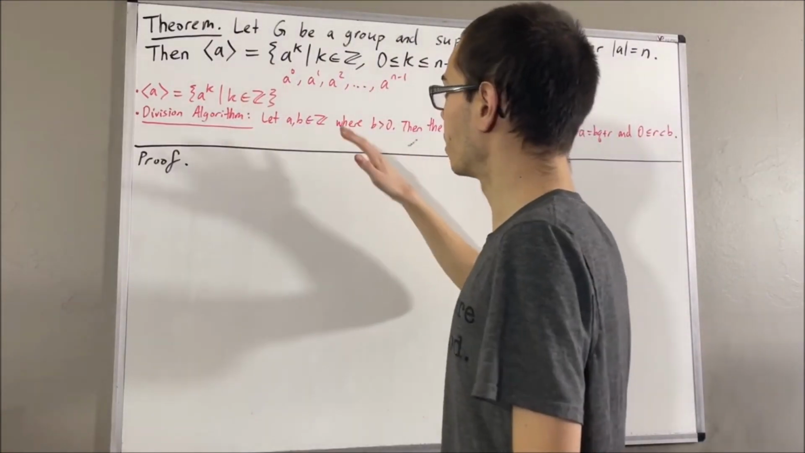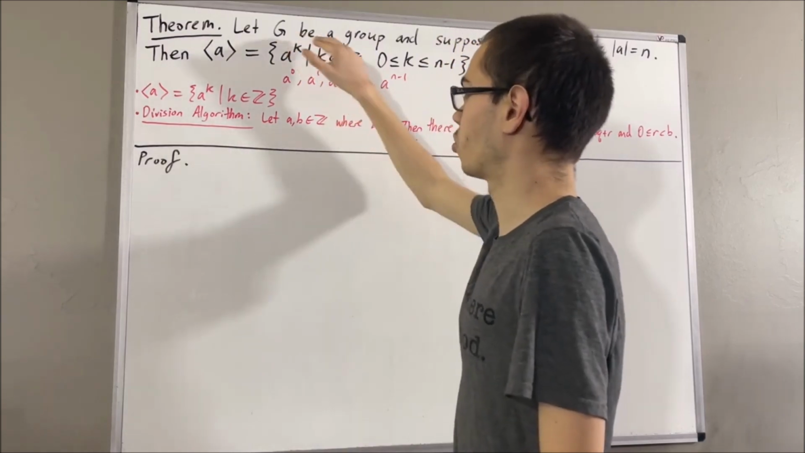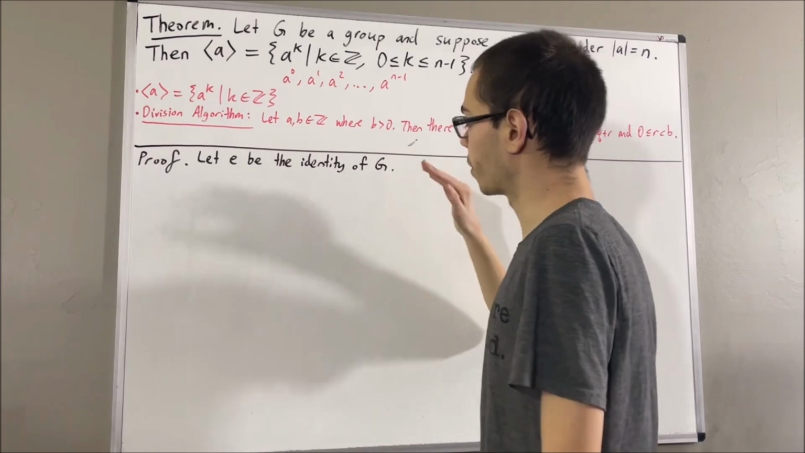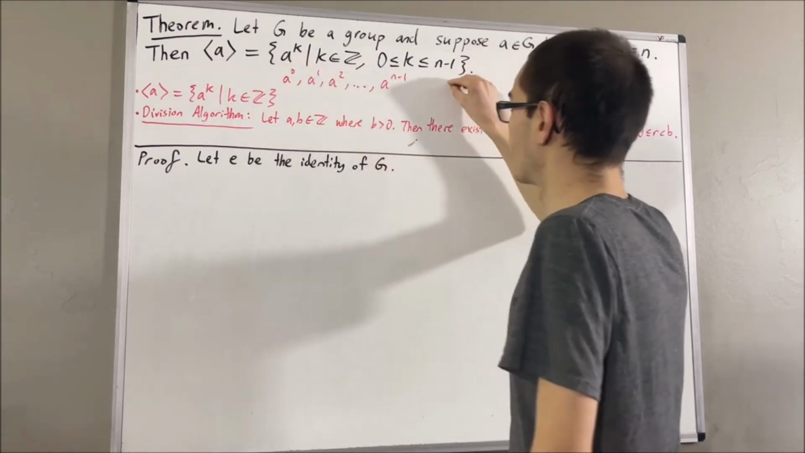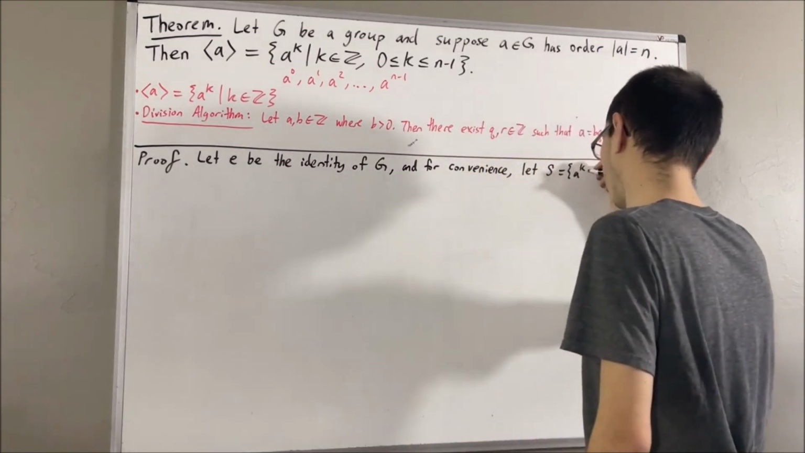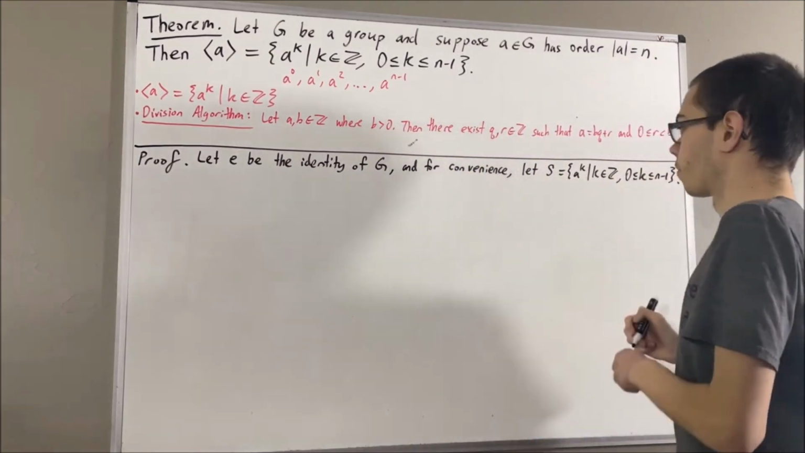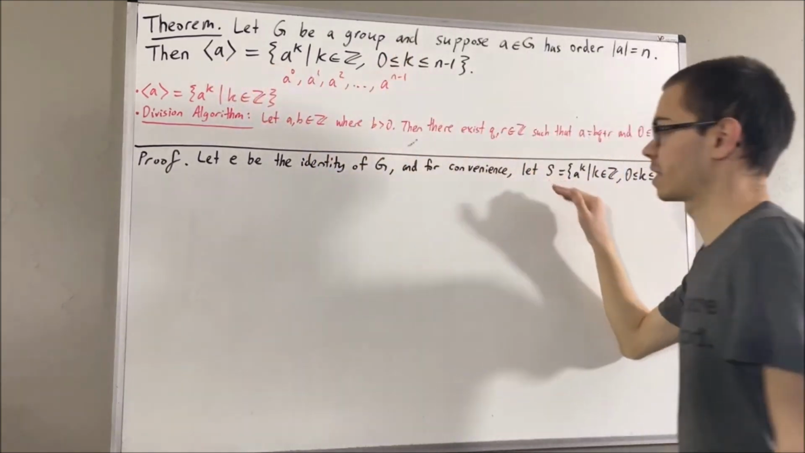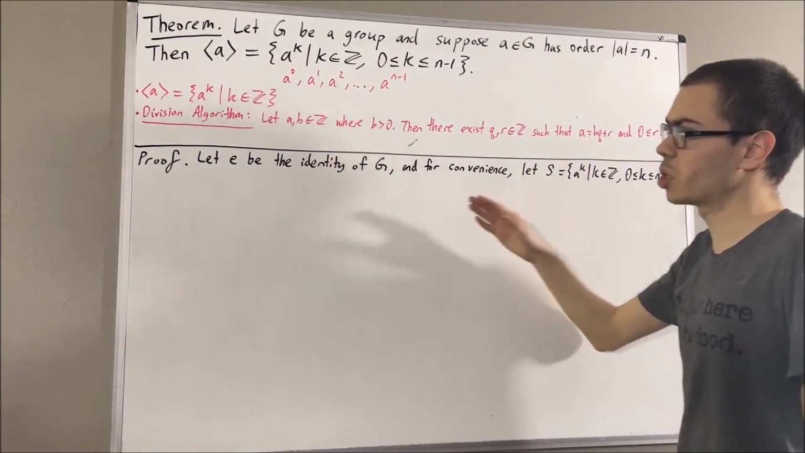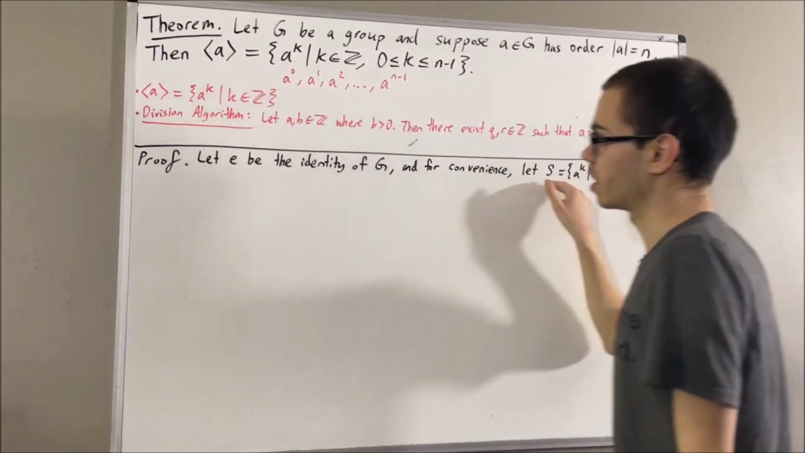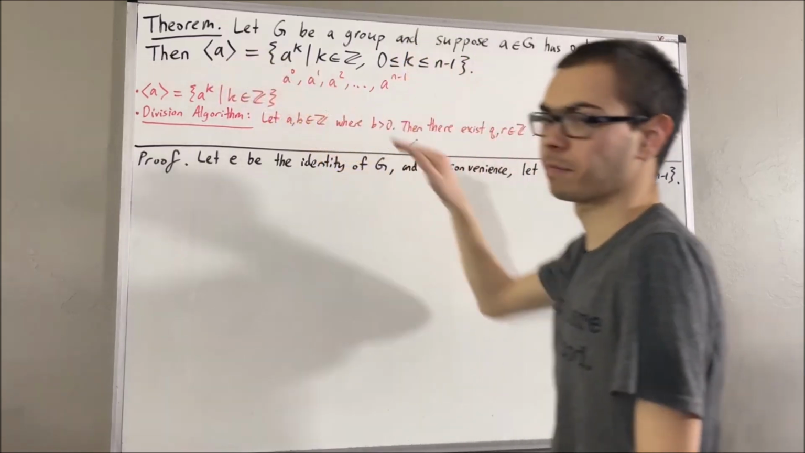To start out the proof, let's say that the identity element of our group is e. And for convenience, we're going to give this set a name. We're going to call it S. And we want to show that the subgroup of G generated by a is equal to S. And to do that, we're going to show that the subgroup of G generated by a is a subset of S, and S is a subset of the subgroup of G generated by a.